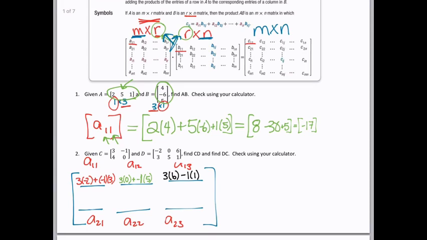So I'm just going to do the last one over here as our example. This is position row 2, column 3. So I need to take row 2, multiply it by column 3. So that's 4 times 6 plus the 0 times, it doesn't really matter, right? 1.